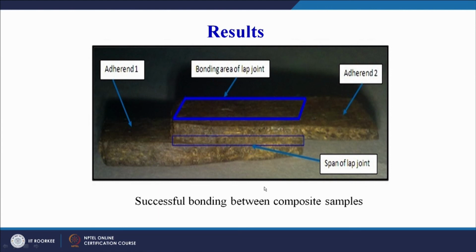This is adherent 1, this is the span of the lap joint, the rectangle here, and this is adherent 2. So we have adherent 1, adherent 2, and this is the lap joint or bonded area of the lap joint which has been formed. This area has been joined at this joint interface. This is showing the lap area. This joint has been developed here.